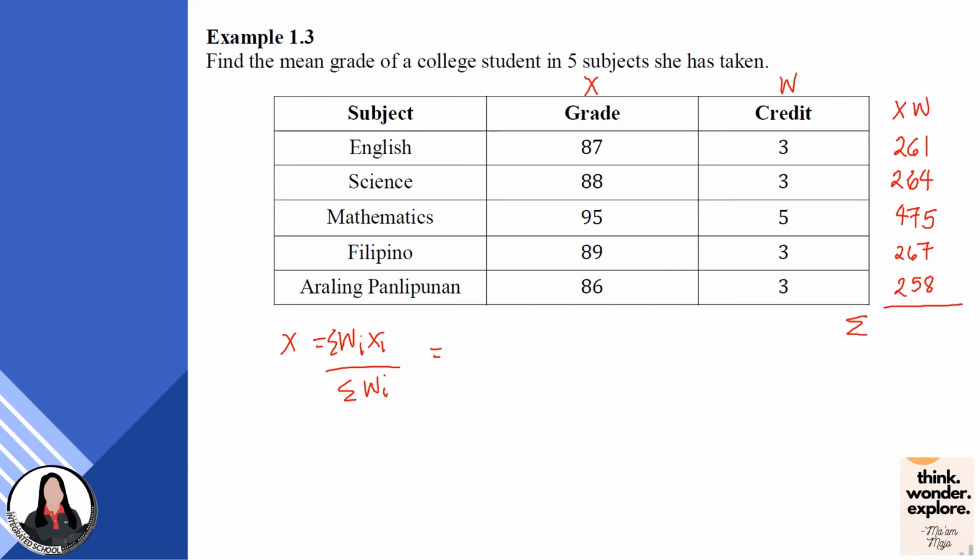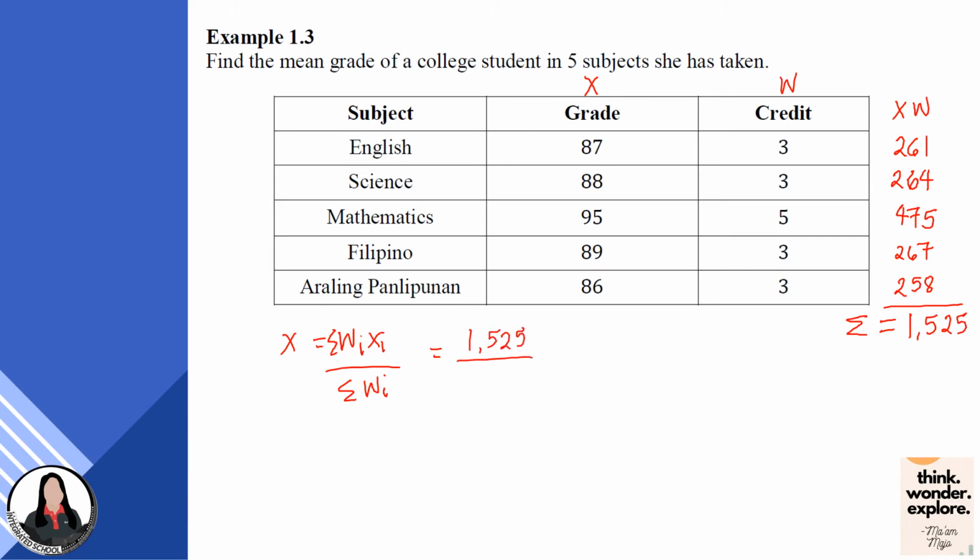Okay? So, for us to get the summation of w sub I, x sub I, we just have to add 261 plus 264 plus 475 plus 267 plus 258. So we will have a summation of 1,525. Okay? So dito isusulat na natin na siya ay 1,525.